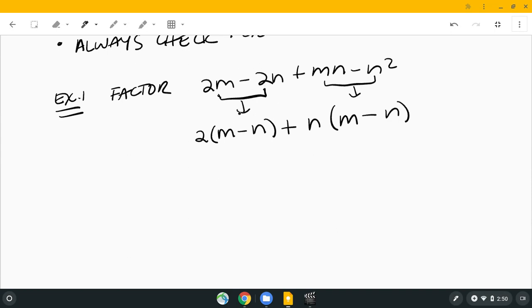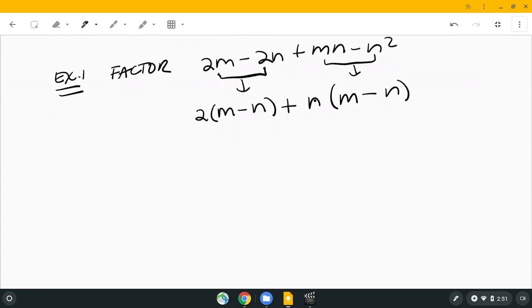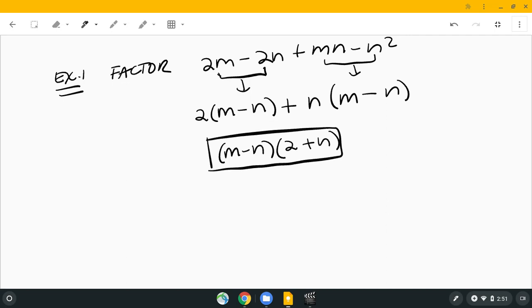One group, GCF 2. Second group, GCF n. And if you do that first step correctly, then you'll see here the parentheses should match: m minus n and m minus n. So this group and this group have m minus n in common. So I'm going to factor out m minus n. And if I take these out, I'll be left with 2 plus n. And that's what goes inside the other parentheses. And that's it. There's your product.